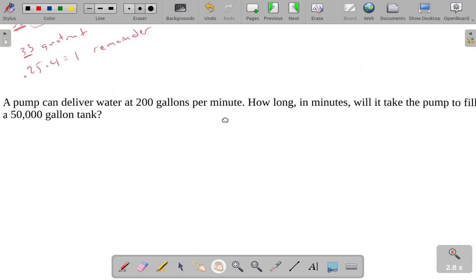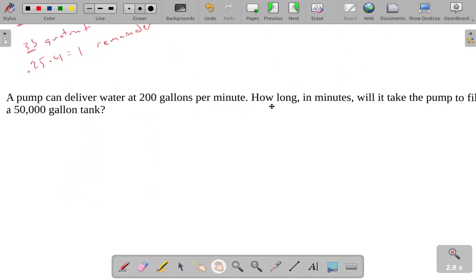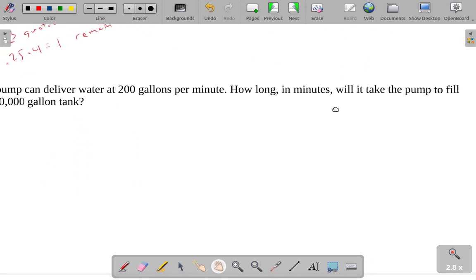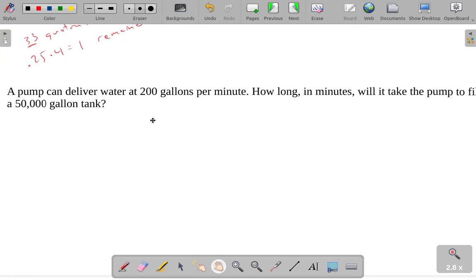Alright, let's say a pump can deliver water at 200 gallons per minute. How long in minutes will it take the pump to fill up a 50,000 gallon tank? So one of the things you're going to need to be able to do is to figure out which operation, how are we going to write this? How are we going to use math to solve something like this?